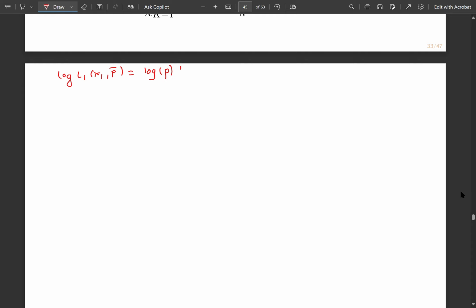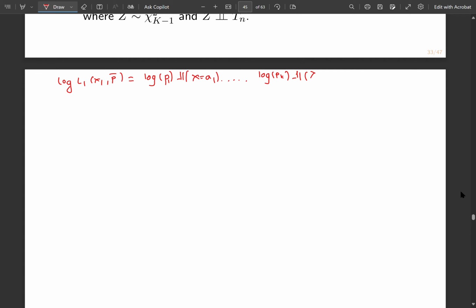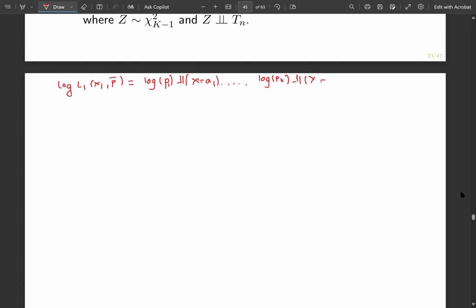an indicator that x is equal to a1, and there will be more terms than that, and it's going to be log of pk, and indicator x is equal to ak.